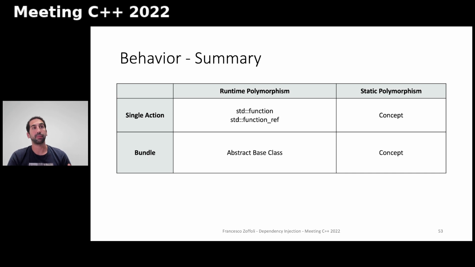So this is a summary of what we just talked about when you want to pass behaviors. If it's a single action and you want runtime polymorphism, you can use std::function or std::function_ref. If you have a bundle of actions and again you want runtime polymorphism, you can use an abstract base class. And in the case of static polymorphism, you can always use concepts, although in two slightly different ways.